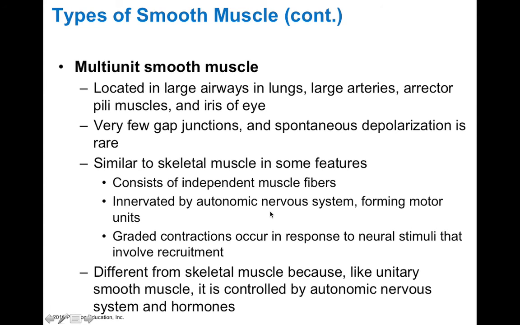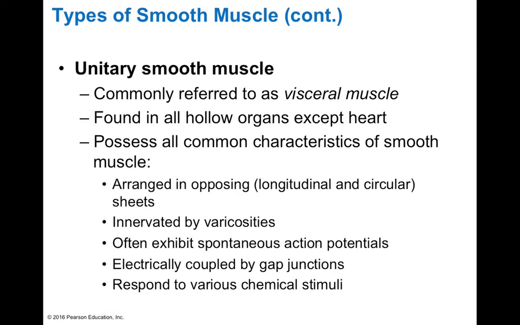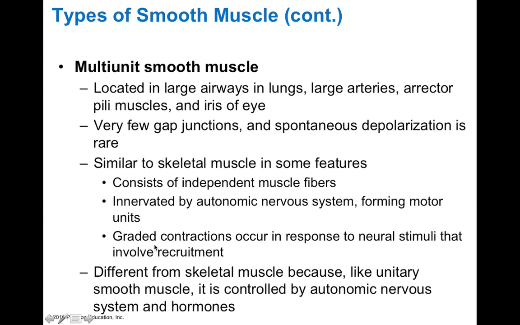And because these cells are more independently controlled by motor units, it allows for a more directed and concerted, more precise form of muscle contraction than you'd find in the visceral or unitary smooth muscle. And so what we find here is that it's more precise, which makes sense why you'd find it in places like the iris of your eye. Now, it's different from skeletal muscle because, like unitary smooth muscle, it's controlled by the autonomic nervous system and hormones, which means that although multi-unit smooth muscle is regulated very similarly to skeletal muscle because there are motor units, it's still under involuntary control.